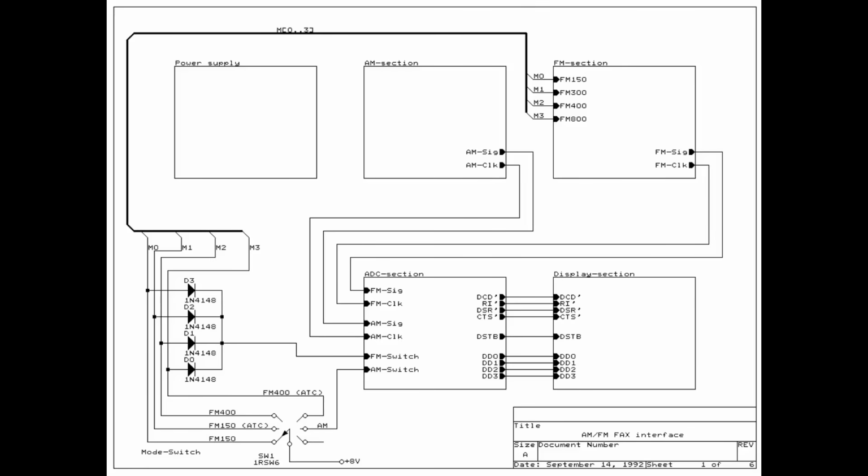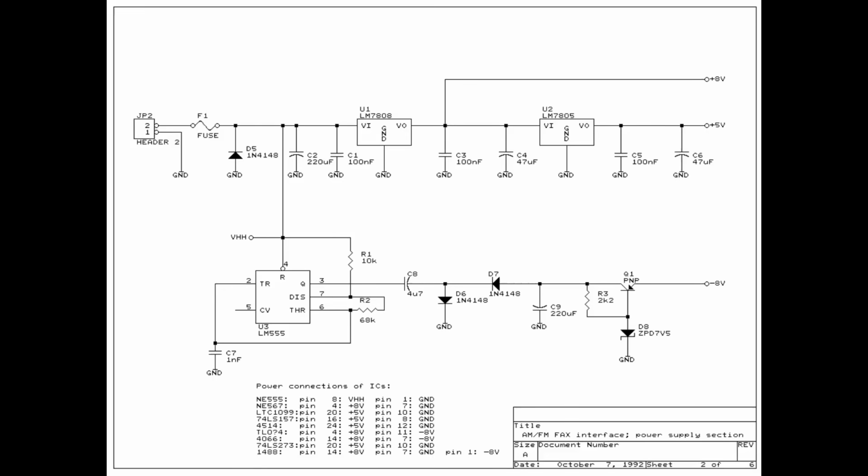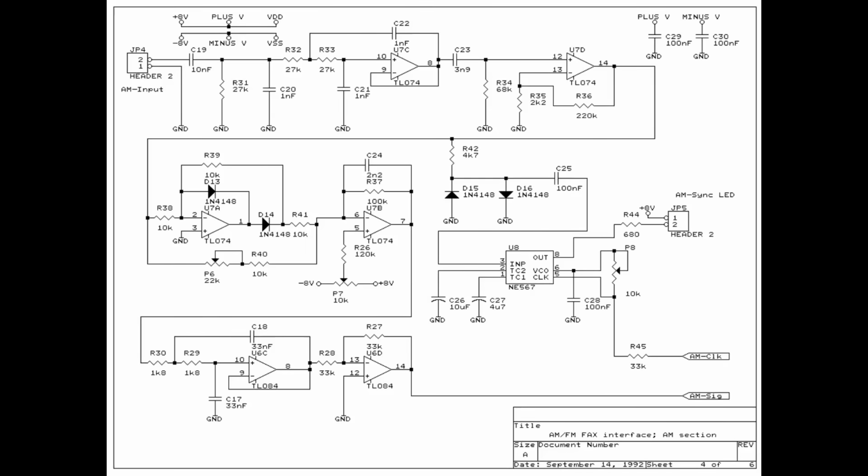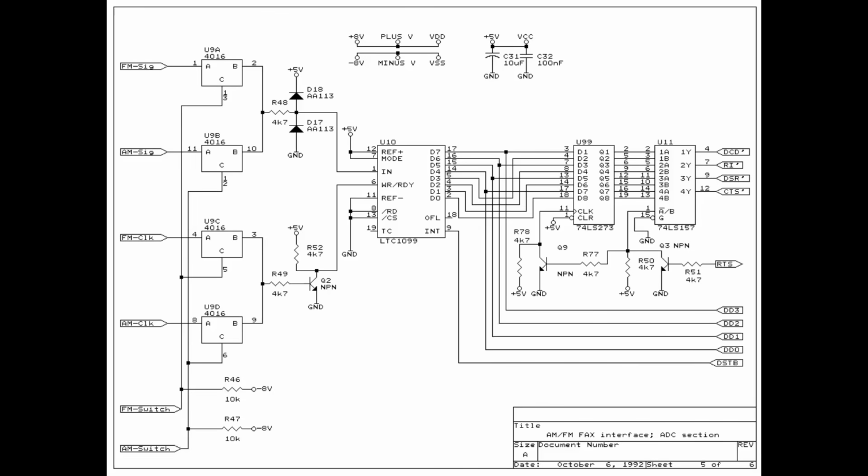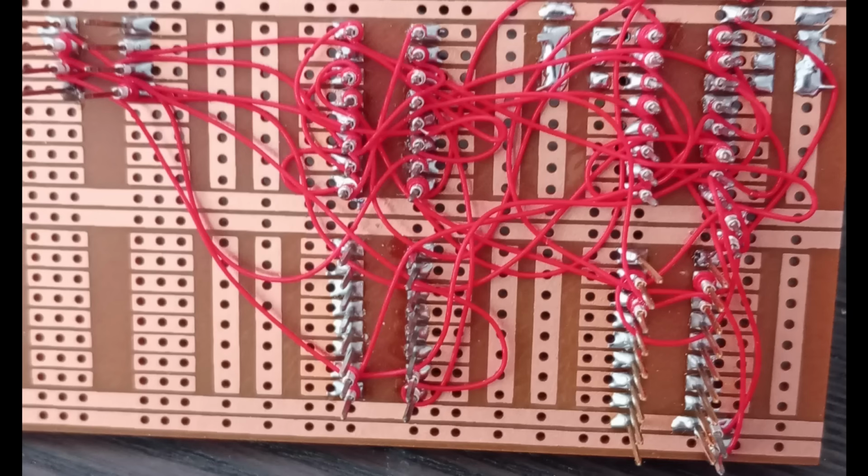Something that this version of JVFax requires is a hardware digitizer interface. It can't use the sound card. This will take the audio signal from the radio and digitize it. The schematics for this interface is included with the program. It's quite complicated, but building it should be fairly straightforward. So I decided to build it. But I'm not making a PCB for this. Instead, I'll just wire wrap it.